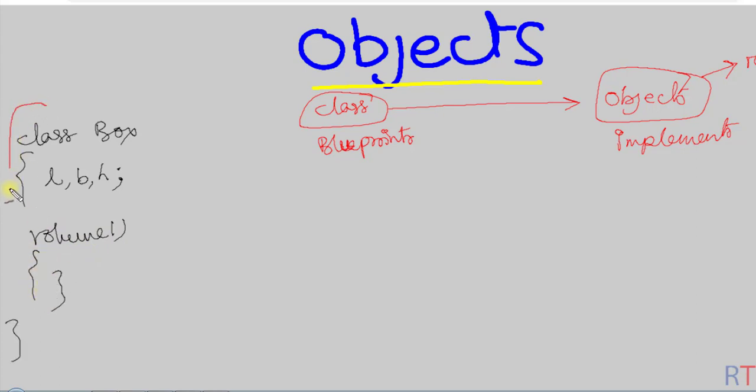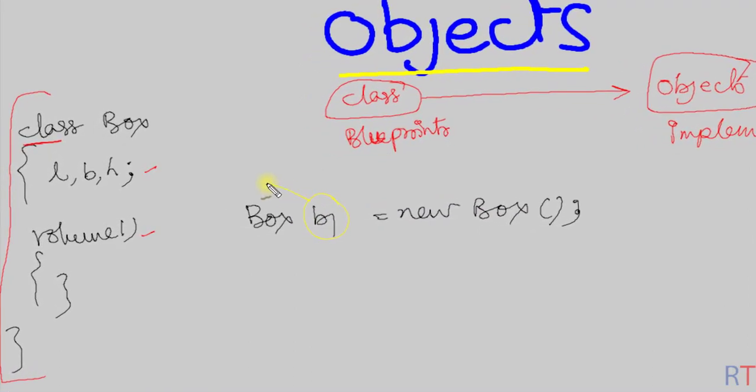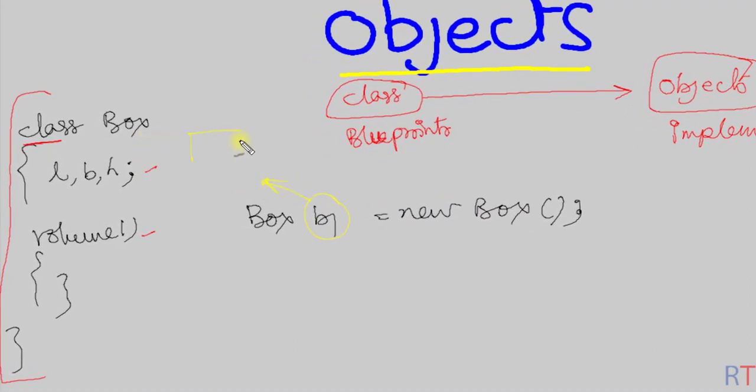So here the class is one prototype. It defines some attributes like length, breadth and height, and one method to calculate the volume. But the class itself does not refer to one real world object. But while creating one object like Box b1 = new Box, then b1 refers to some real world box which has its length, its breadth and its height.